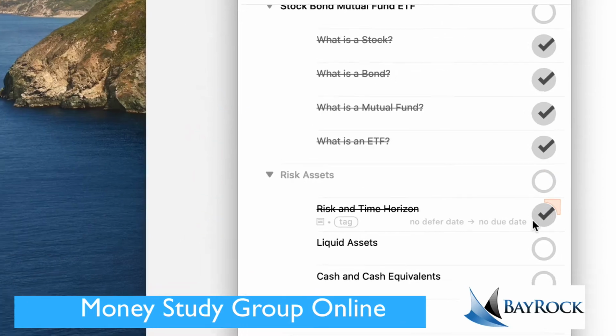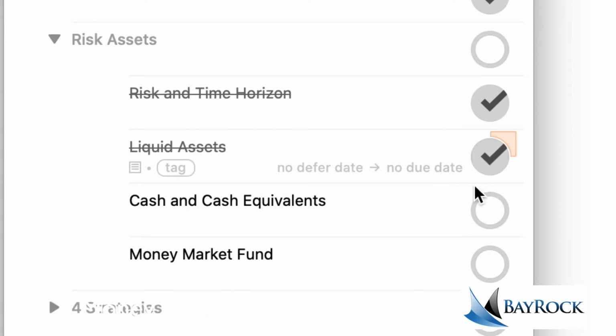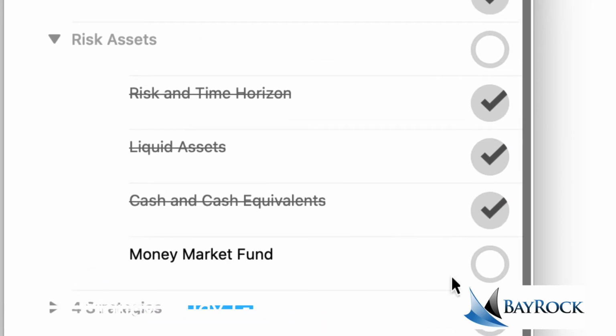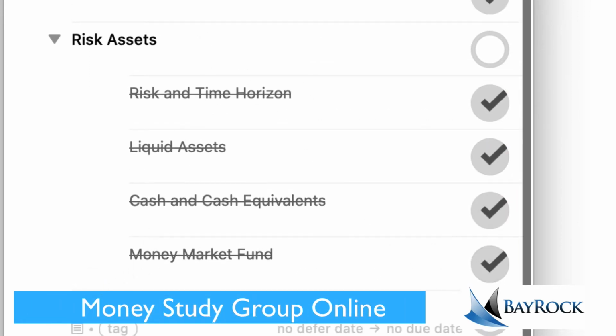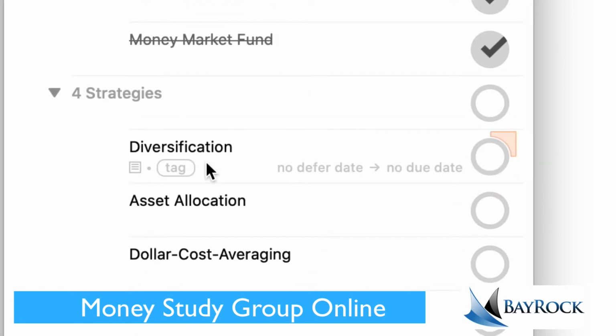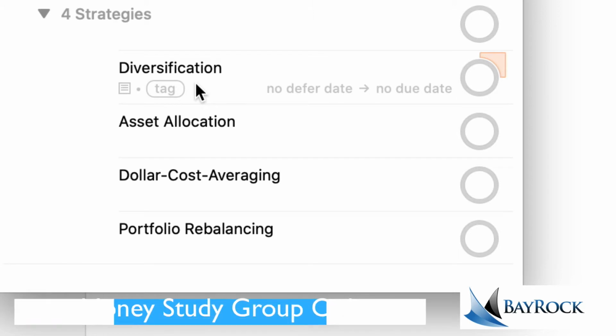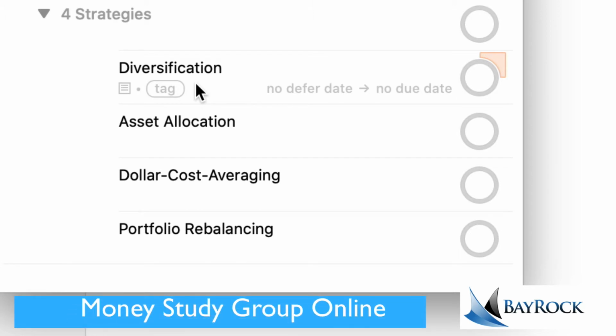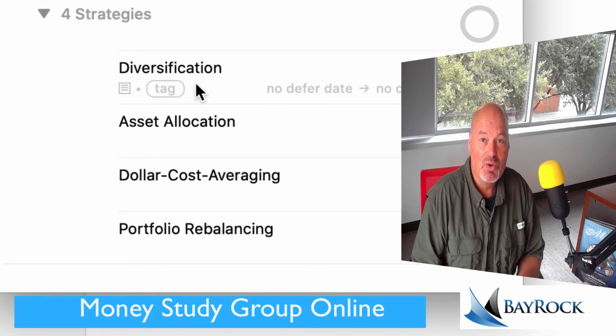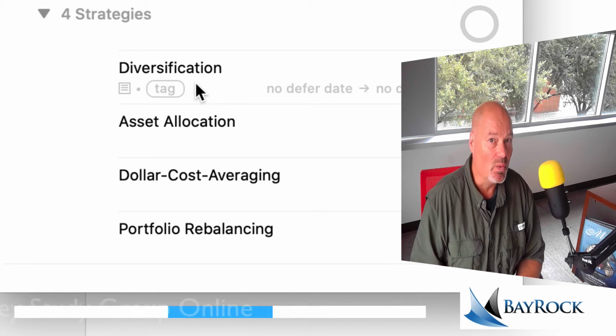cover risk and time horizon, liquid assets, cash and cash equivalents, and money market funds. And then we'll highlight the 4 investment strategies designed to maximize returns and minimize risk. We'll cover those 4 investment strategies when we get together for our weekly Zoom meeting.